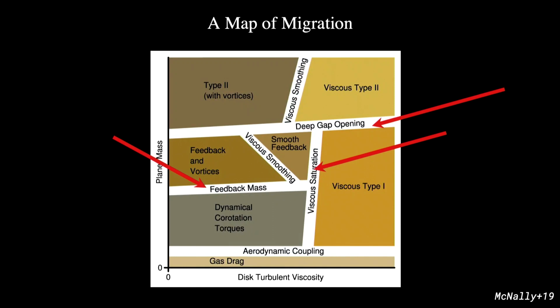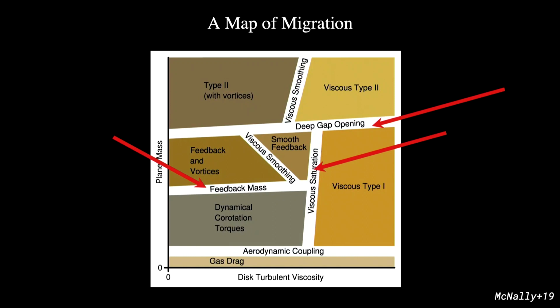Within here, there is a fairly important notion called a feedback mass. The planet migrates differently above this line and below that line. The main difference is that a planet that reaches feedback mass can start interacting with a disk that has an effect on itself.